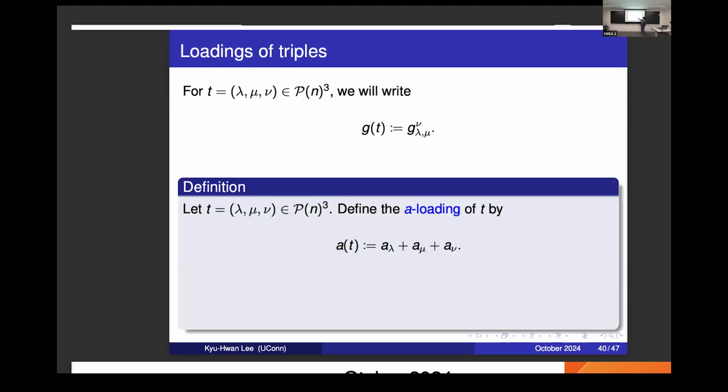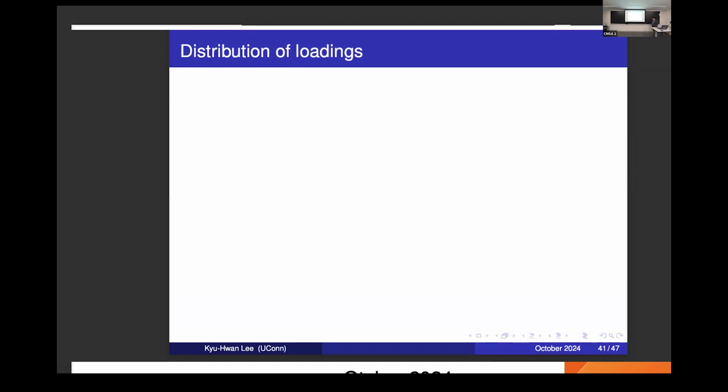But we defined all these to apply this concept to the study of Kronecker coefficients. So we have to consider triples. For the triple of partitions lambda, mu, nu, we write just G of t instead of G of lambda, mu, nu for simplicity. Then we define the A loading of t by this. It's basically the sum of the A loadings of the individual partitions. It's a simple and natural definition. And the B loading is the sum of the B loadings of the individual partitions. We are interested in the distribution of these loadings because it may be directly related to the question we are asking.